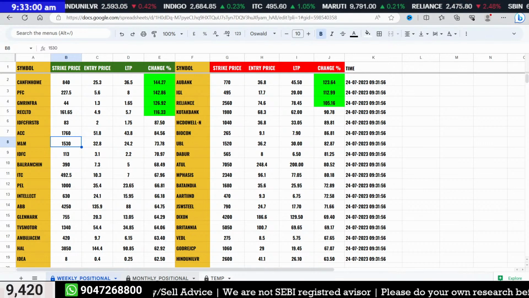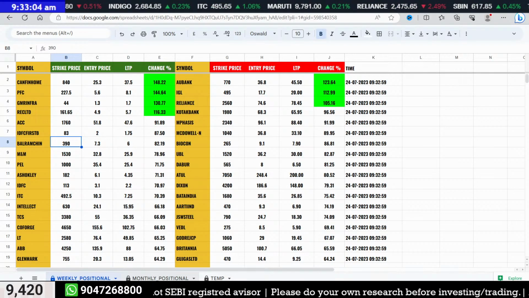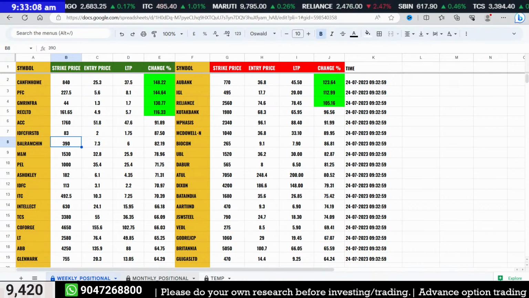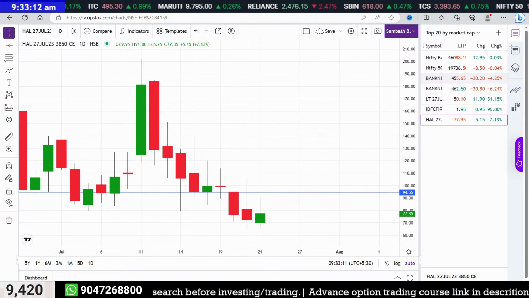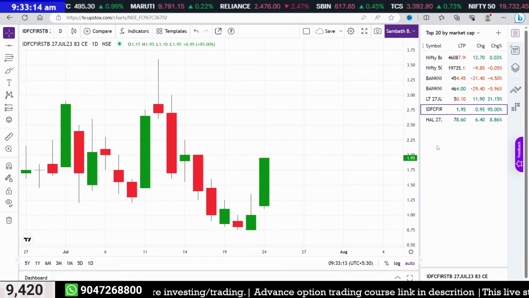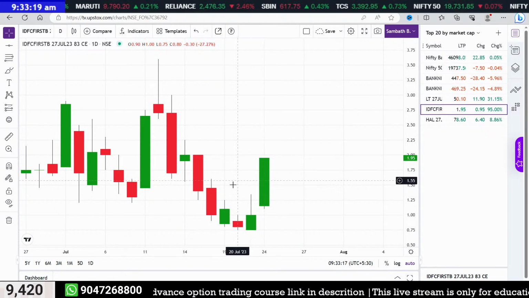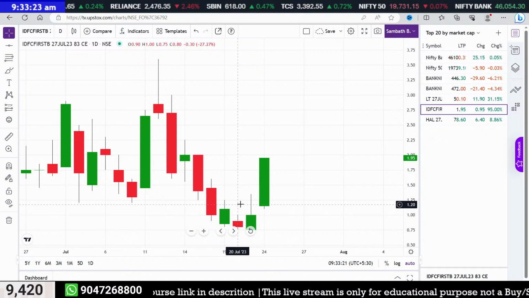So IDFC First Bank is going to trigger at 1.95. Maybe the chances for a further move should be possible. So one more opportunity, IDFC First Bank, 1.95 is the current price, and if it crosses above that level, maybe the chances. Most of the big move compared to the previous daily candle on this particular options.